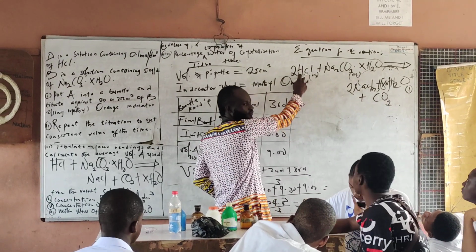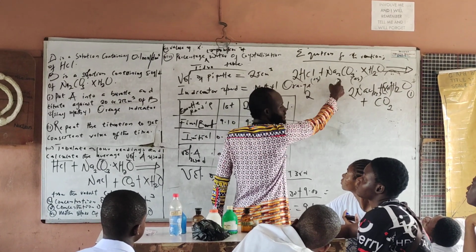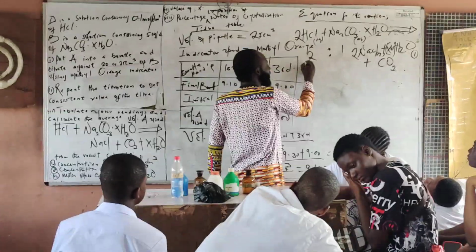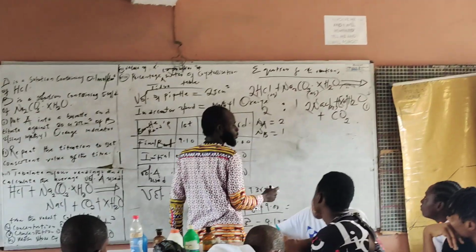What is the mole ratio of this acid? 2 to 1. So we have our mole ratio. Here we have the number of A is equal to what? 2. And the number of B is equal to what? 1. Don't get it mixed up.